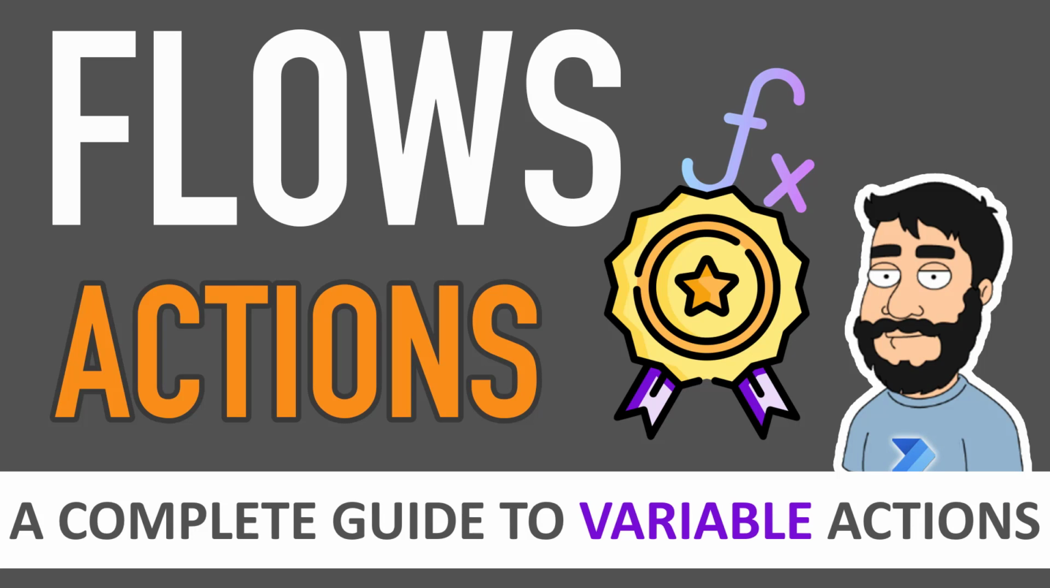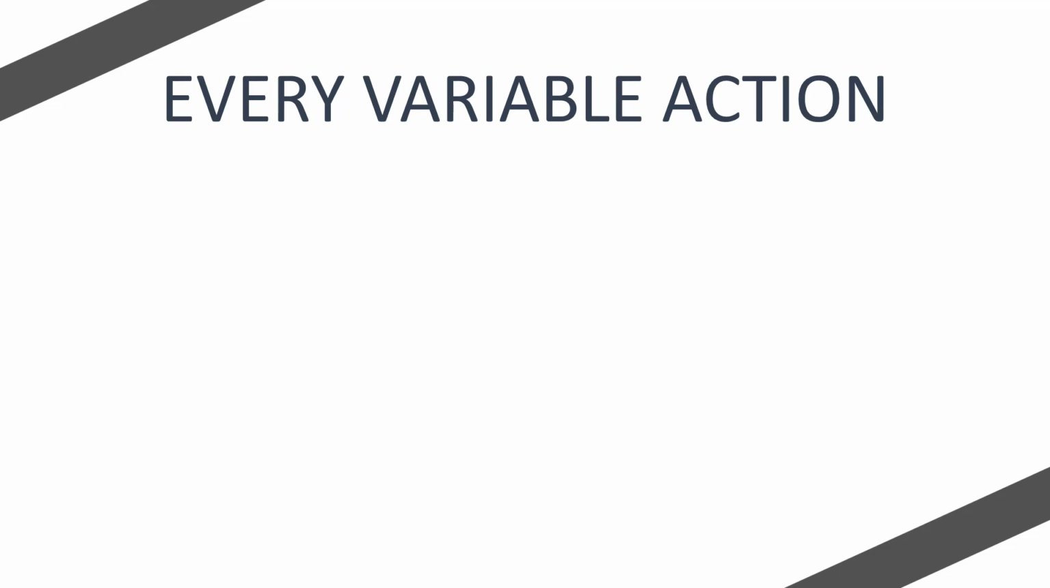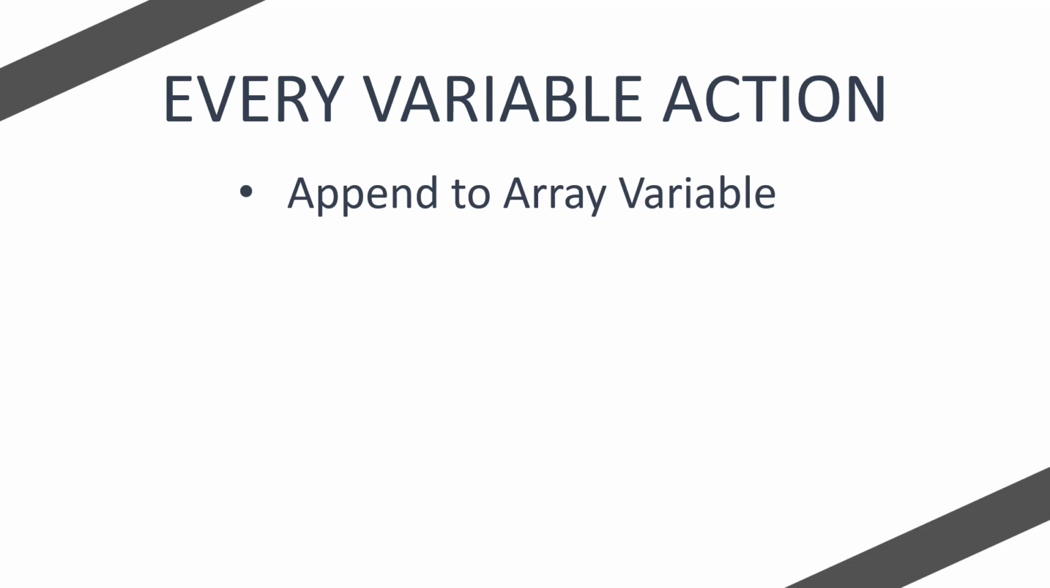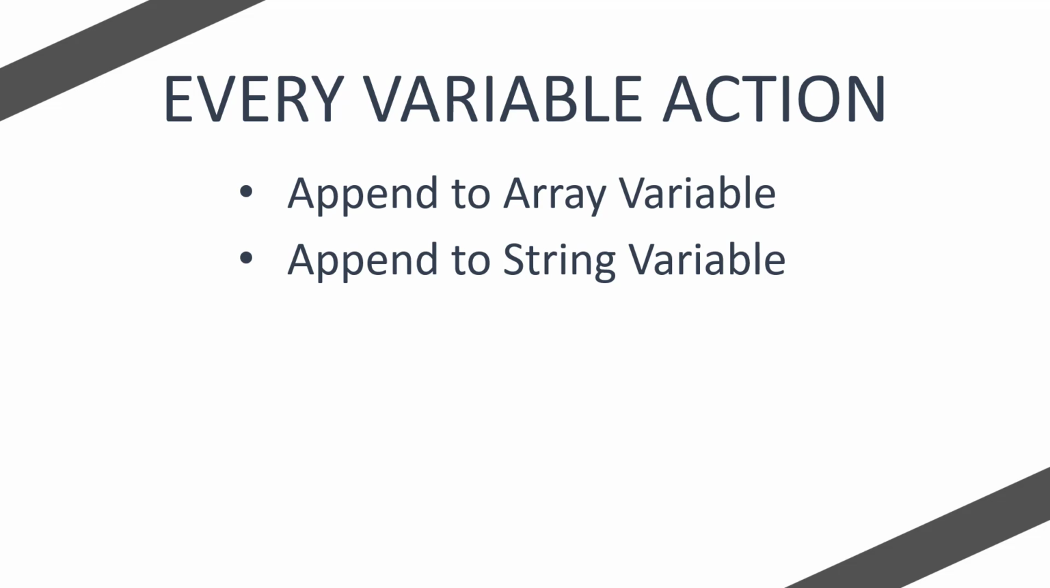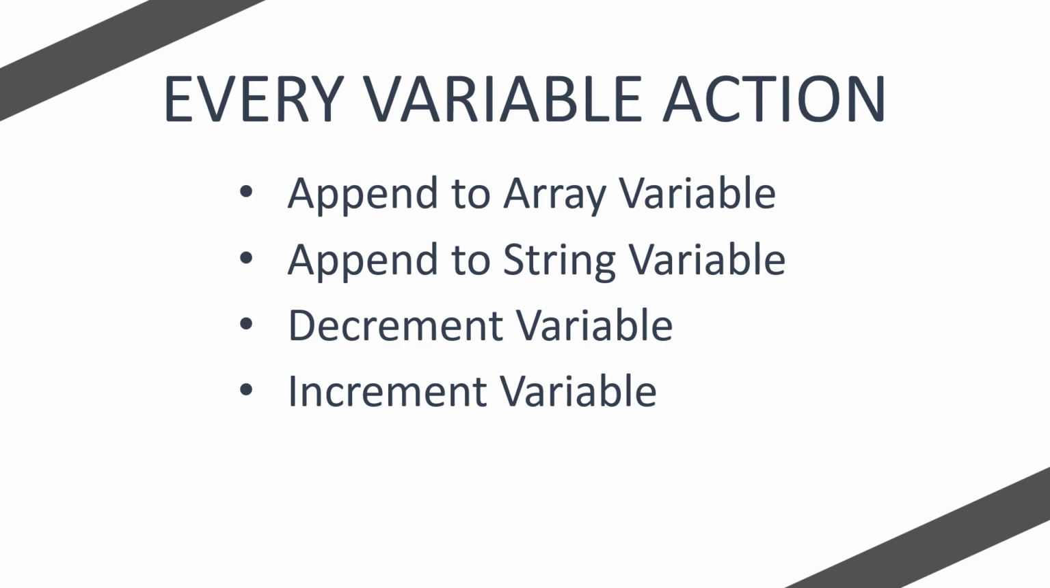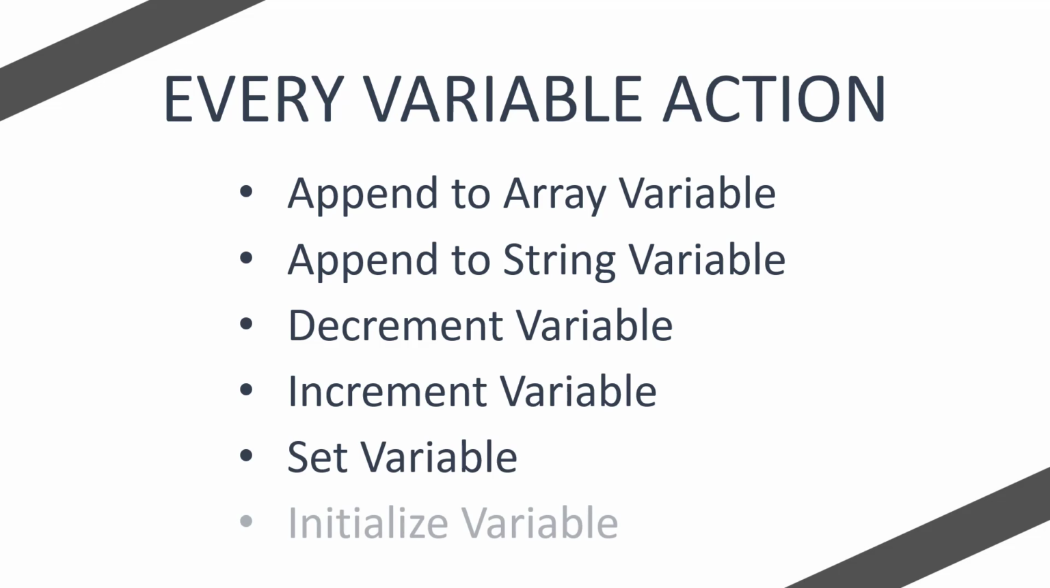Today we're looking at Power Automate flow actions, and we're going to be looking at a complete guide to variable actions. What this means is that we will be looking at every variable action out of the box for Power Automate. That includes append to array variable, append to string variable, decrement variable, increment variable, and the last and most important two, which are set variable and, obviously the most important, initialize variable, and how we actually create a variable.